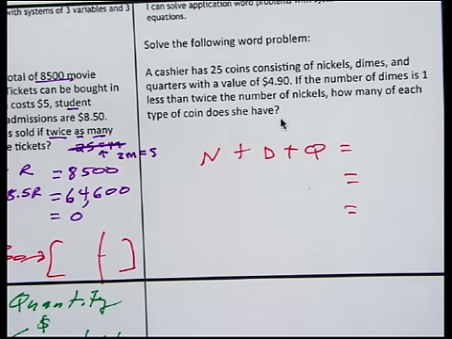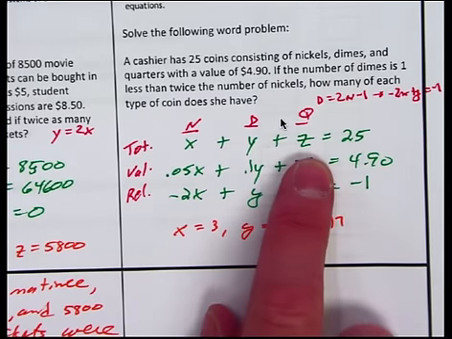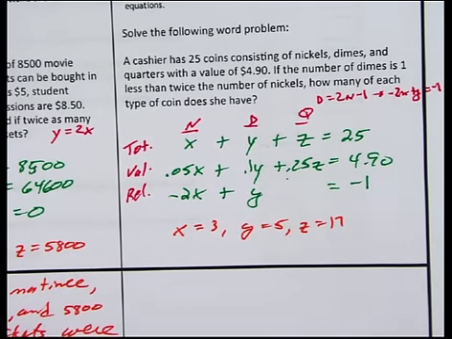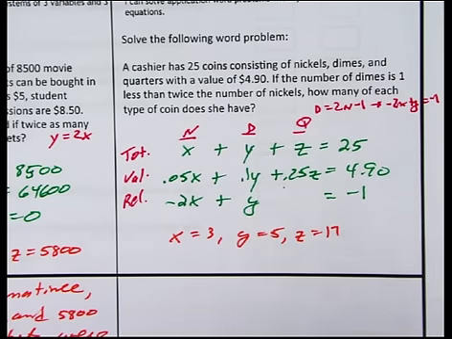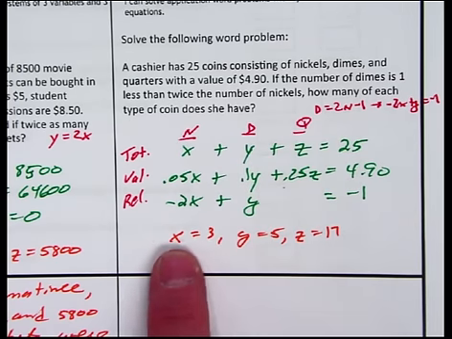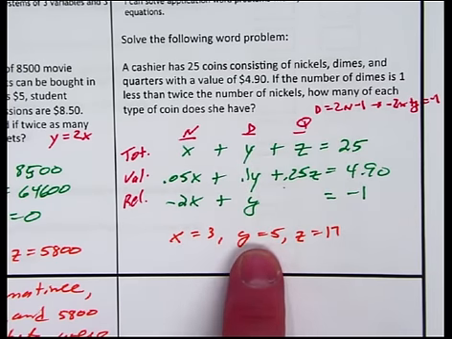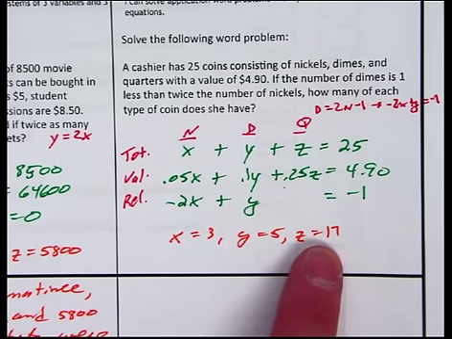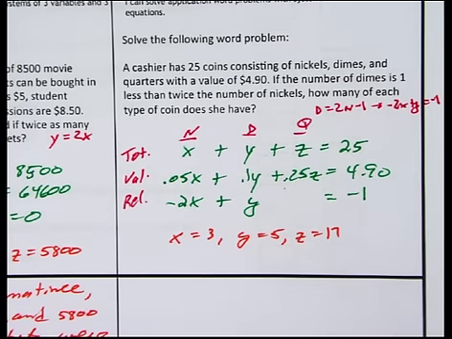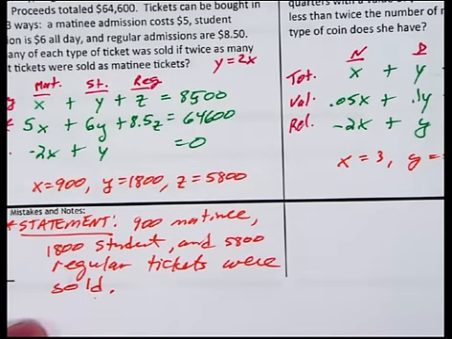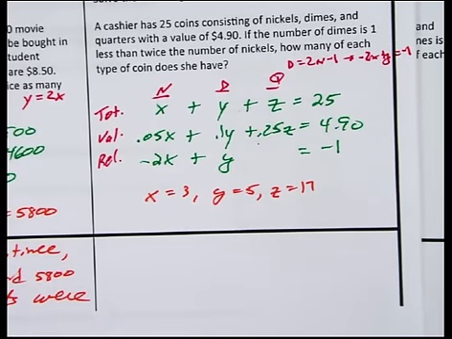Okay, welcome back. Here are the answers. Now in this one I did X, Y, and Z. Again, you can use X, Y, and Z, or you can just use the 3 variables. It doesn't matter. But now I ended up with nickels being 3, dimes being 5, and quarters being 17. And you should write a solution sentence, something like this, to show that you know what you're doing. But here is the work that you would have, and you can RREF it to figure that out.